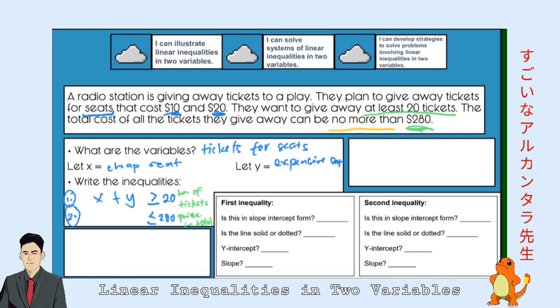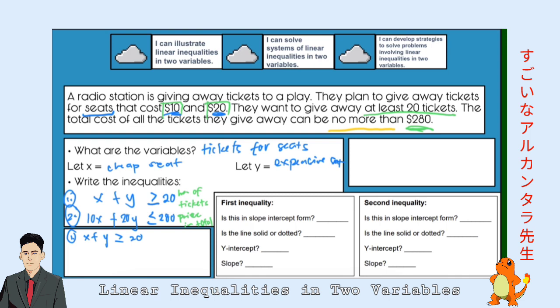Now, what do we do next? How do we write the rest of the inequality? Since we're talking about prices, we'll go back to the $10 and the $20 that we have here. We know for a fact that if it's $10, that means that's the cheaper version, right? The cheaper. So that implies that we have 10x for the cheaper seat and then 20y for the more expensive one. I hope that is clear. So what you can do again, in order to graph this, you may simply put them all in slope-intercept form.